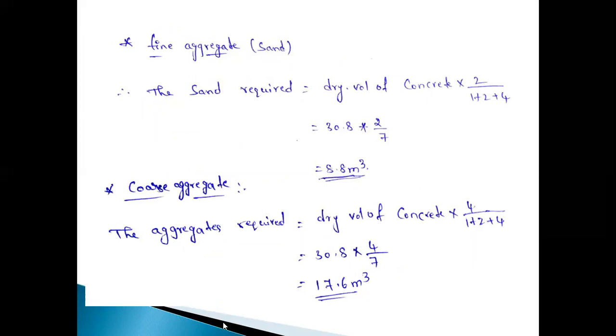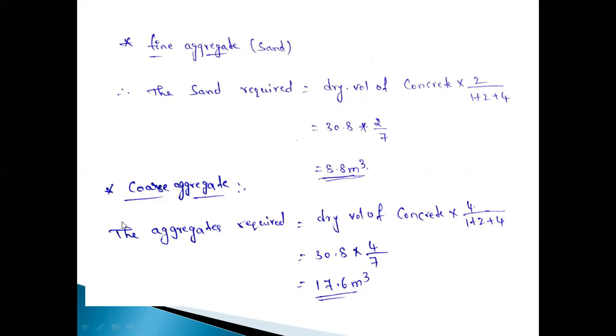Next one is the fine aggregate. Fine aggregate means sand. The sand requirement is equal to dry volume of concrete multiplied with the sand proportion, meaning fine aggregate proportion, divided by the mix proportion, adding 1 plus 2 plus 4. So dry volume of concrete is 30.8 multiplied with 2 divided by 7. Finally 8.8 cubic meters. So the sand requirement is 8.8 cubic meters.